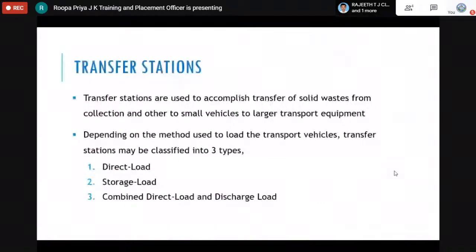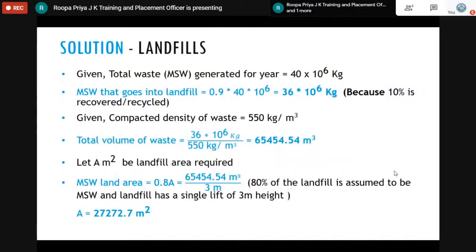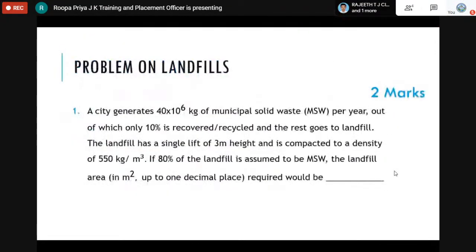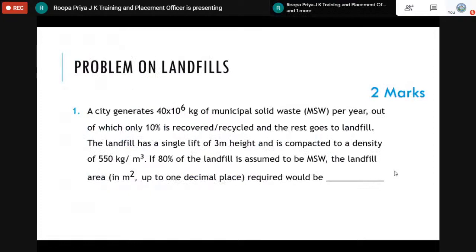Next, we discussed the landfills. So one simple problem under landfills. So this is the problem under landfills. Here, the quantity of the waste generated has been given, and how much of it is going to the landfills and what percentage of it is going to the recovery recycle is also given.